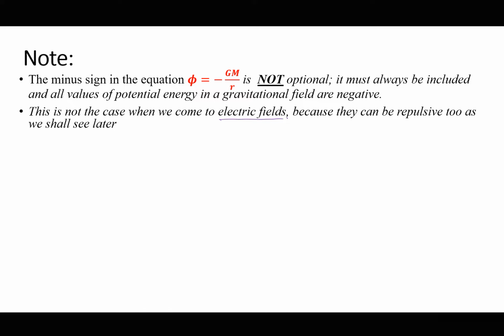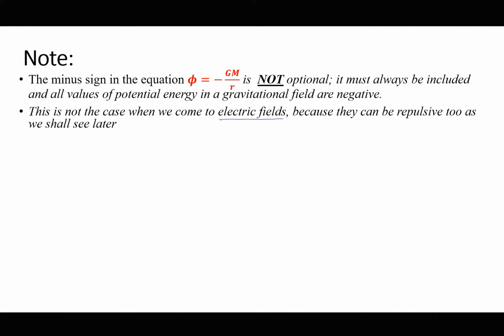In electric fields, we shall be dealing with charged particles or charges. Charges can be positive or negative, and the force between charges can be repulsive or attractive. So in electric fields, sometimes we shall have a negative potential, sometimes a positive potential. In gravitational fields, we only have negative potential.